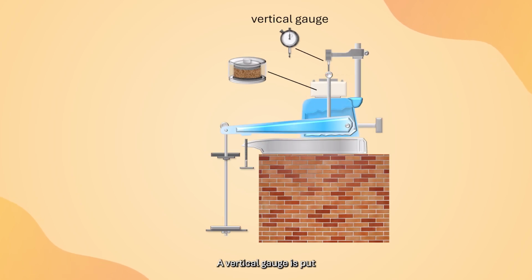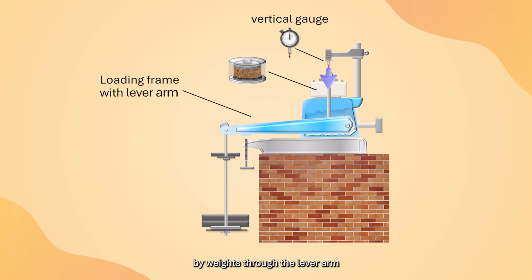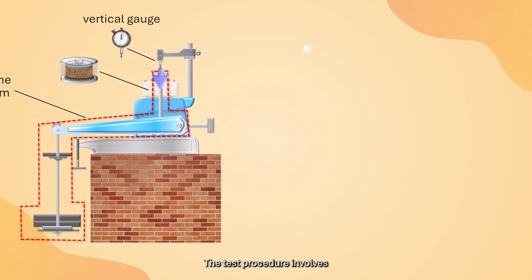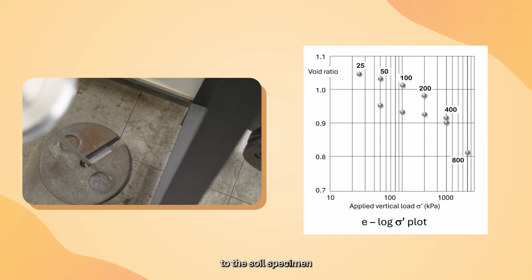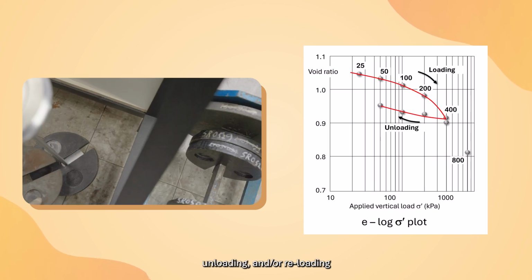A vertical gauge is put on top of the loading cap to measure vertical deformations. The uniform vertical stress is applied to the soil specimen by weights through the lever arm action of the loading ram. The test procedure involves applying incremental loads to the soil specimen. It could be loading, unloading, and reloading.